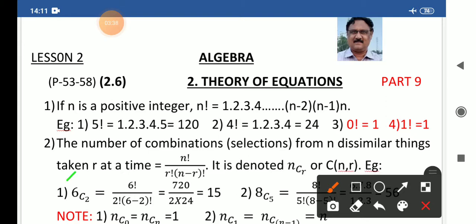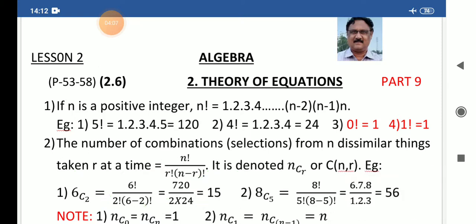What is 6C2? By the definition, we write 6 factorial by 2 factorial and 6 minus 2 factorial. 6 factorial is 1, 2, 3, 4, 5, 6, that is equal to 720. 2 factorial is 1 into 2, that is equal to 2. 6 minus 2 is 4. 4 factorial is 1, 2, 3, 4, that is 24. That is equal to 15. So 6C2 is nothing but 15.